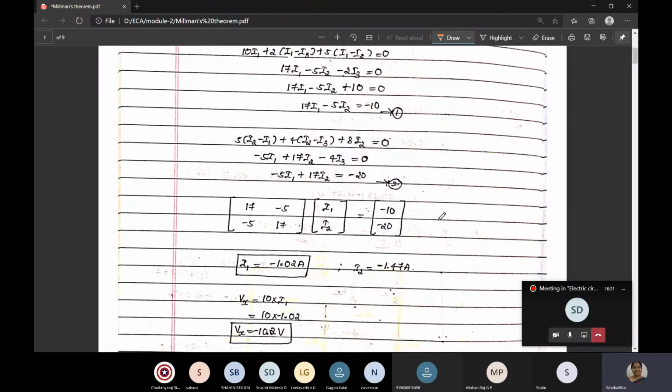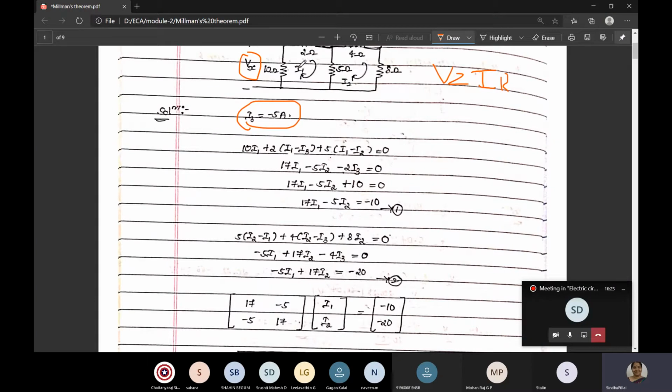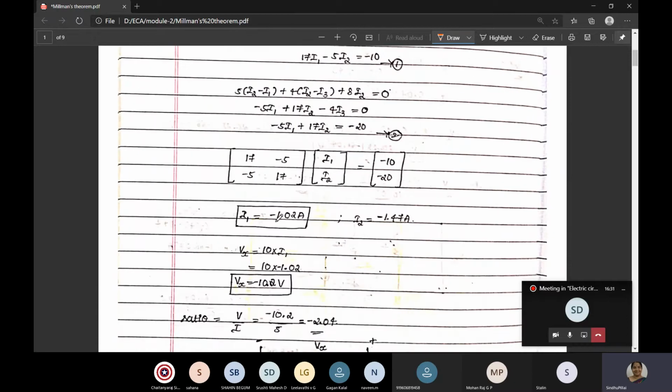So which current is required for us? We require I1 because we want the voltage Vx. We get the voltage Vx when we get I1 and multiply it with 10 ohm. So I1 is minus 1.02. Minus indicates that the current is in the counterclockwise direction. So Vx is equal to 10 into I1, so Vx will be minus 10.2 volts. So this is the voltage Vx.